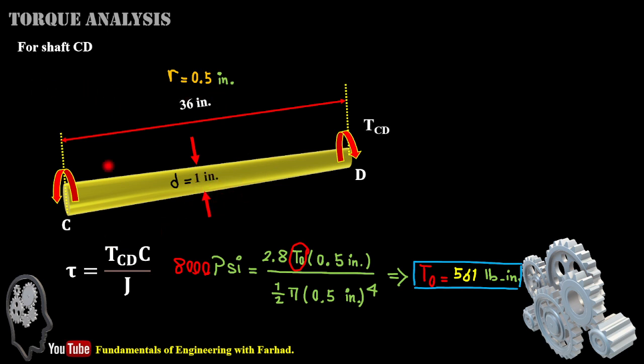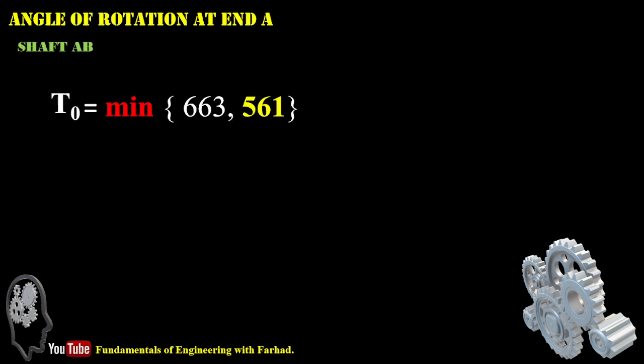Do the same process for shaft CD. Again, the diameter is 1 inch, the radius is 0.5, the length is 36 inches, and we are looking for TCD. So TCD is 2.8 times T naught. If we replace that in the equation, it gives us another equation for T naught, which is 561 pound inches. So we got two values of T naught, and the minimum is the controlling one. So we need to pick 561 because that's the minimum amount for T naught.